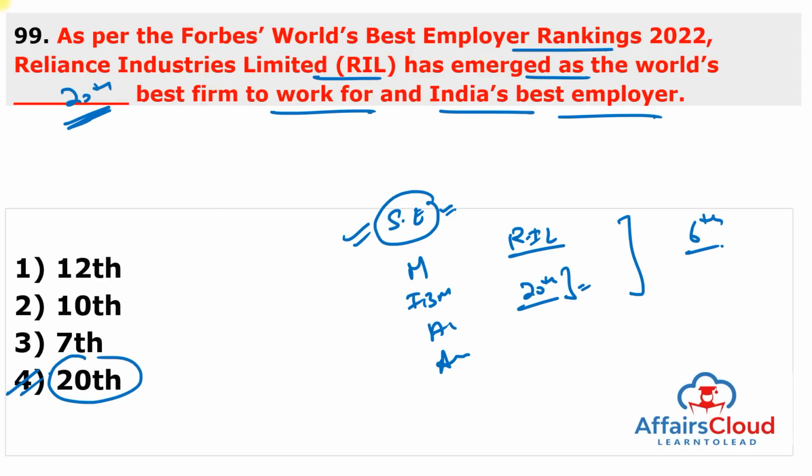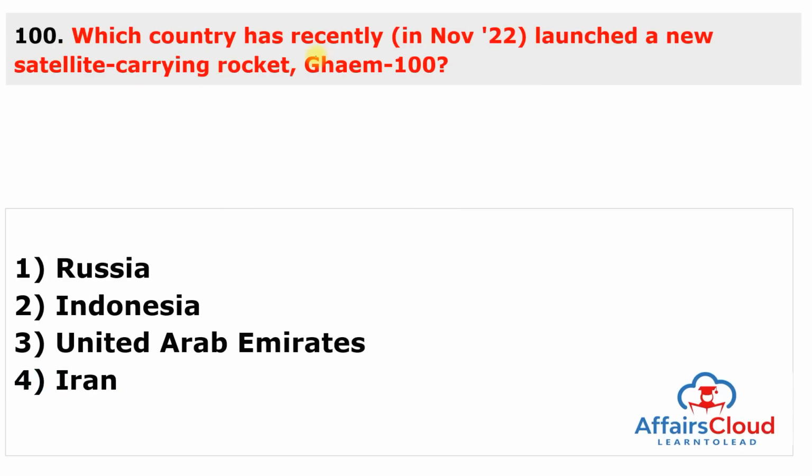Moving to the next question. Which country has recently launched a new satellite carrying rocket known as Qaem 100? So remember this word, very important question, and this country is Iran. The answer of this question is 4.